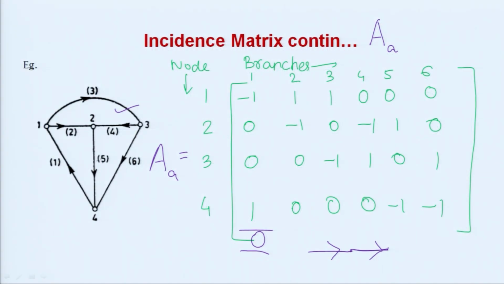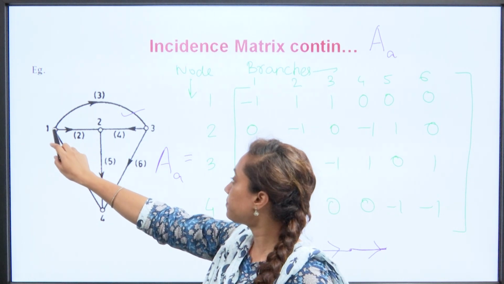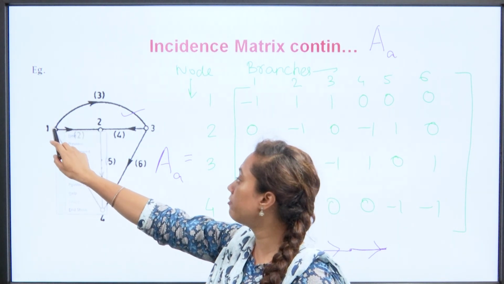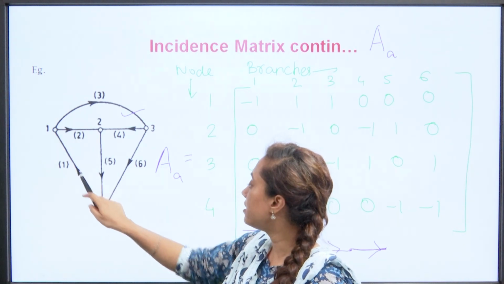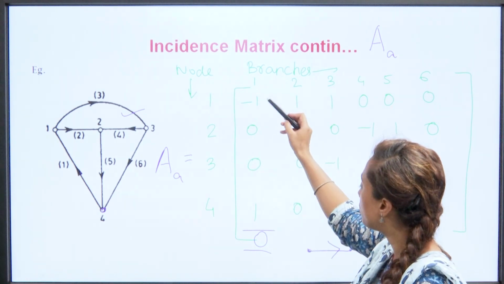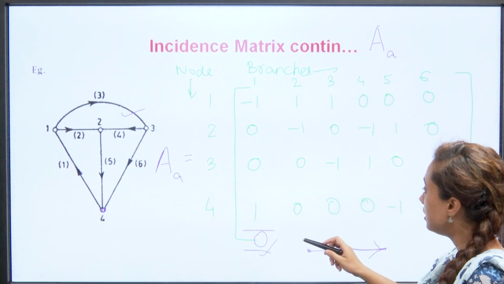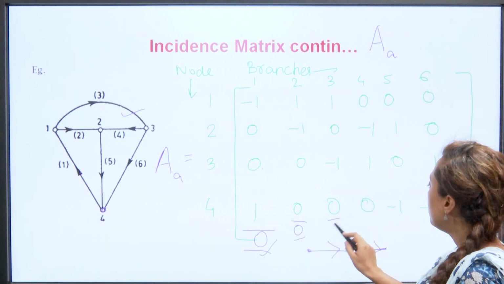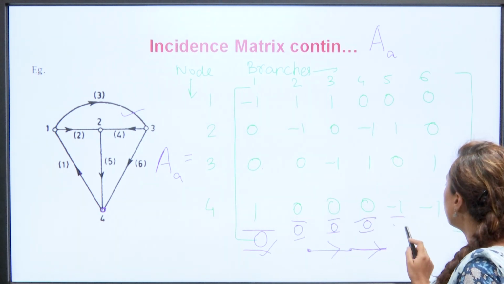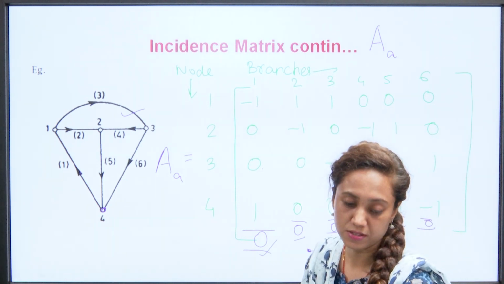So, we can see that one branch is incoming for a node and the same branch is outgoing for another node, that is why the sum is always 0. We can see that branch number 1 is incoming for node number 1, while branch number 1 is outgoing from node number 4. So, the summation of this first column is equal to 0: minus 1 plus 0 plus 0 plus 1 equals 0. Similarly, for the second branch it is also equal to 0. For the whole column, it is always equal to 0. This is the property of the full or complete incidence matrix.